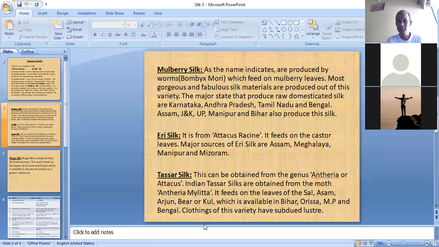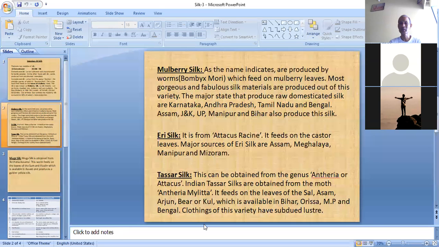टसर सिल्क, this can be obtained from the genus Antheraea and Attacus. Indian tussar silks are obtained from the moth Antheraea mylitta. It feeds on the leaves of sal, Asan, Arjun, ber, or palas, which is available in Bihar, Odisha, MP, and Bengal. Clothings of this variety have subdued luster.